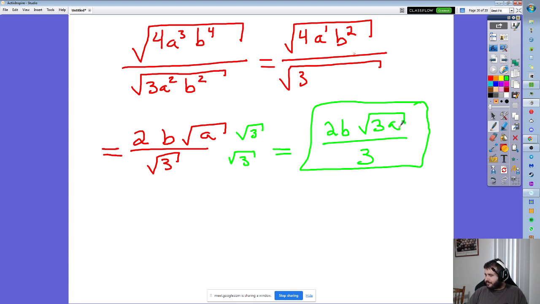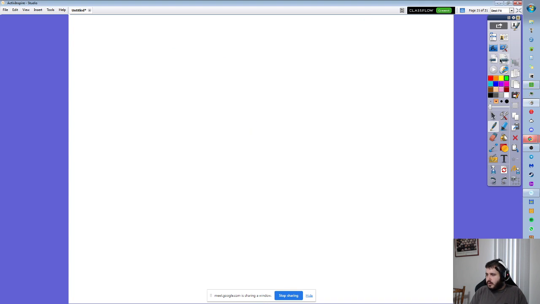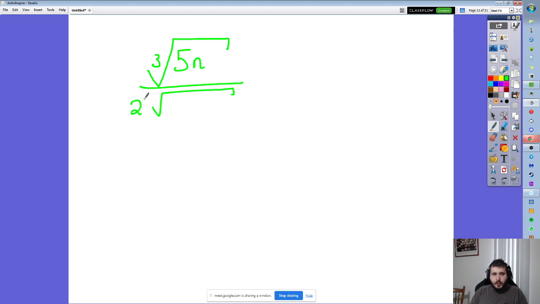All right. I want to do another one that's not a square root, because those always feel heavier. All right. What do we got? We got the cube root of 5n over 2 times the cube root of negative 25n squared.